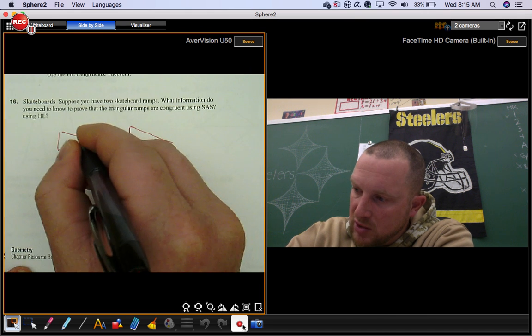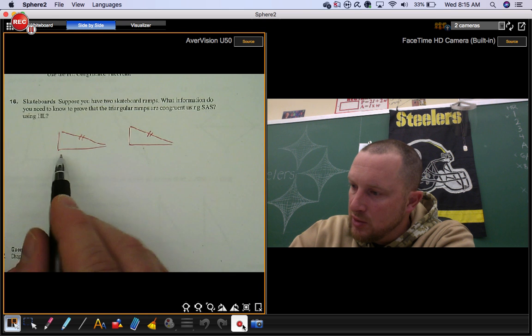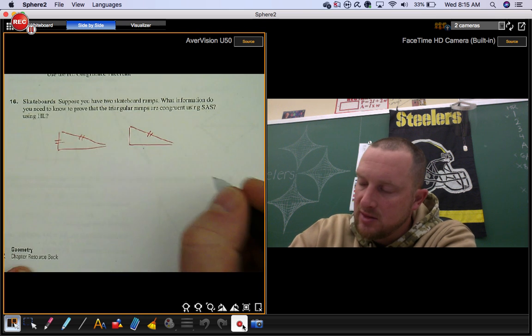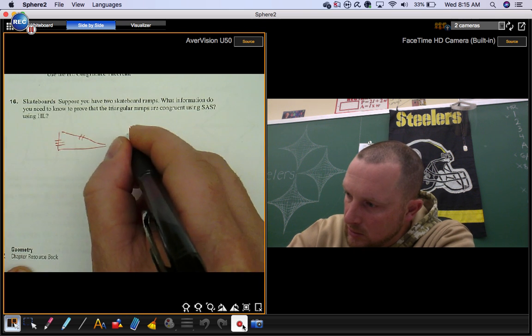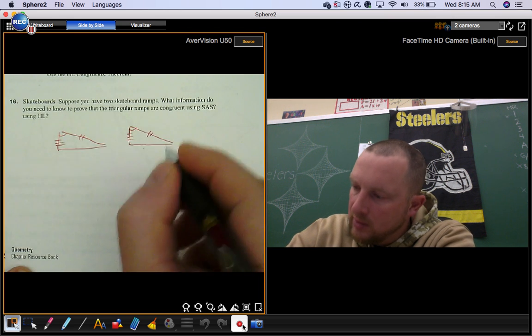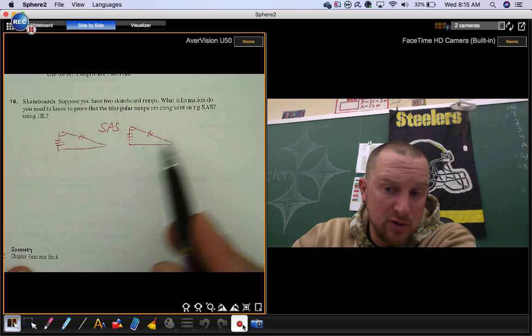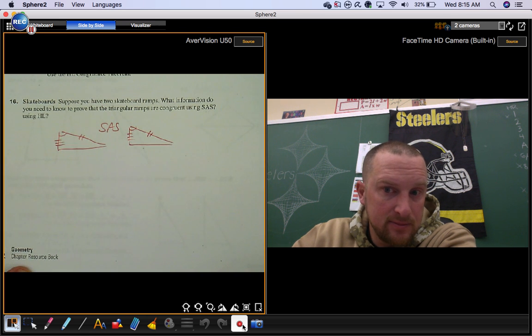Well, maybe I could measure that part. It's got to be the same as that part. I'm going to measure this. Ooh. See if it's the same as that. And then you need congruent angles in between. That's side angle side. They're basically asking you to draw two triangles congruent by side angle side.